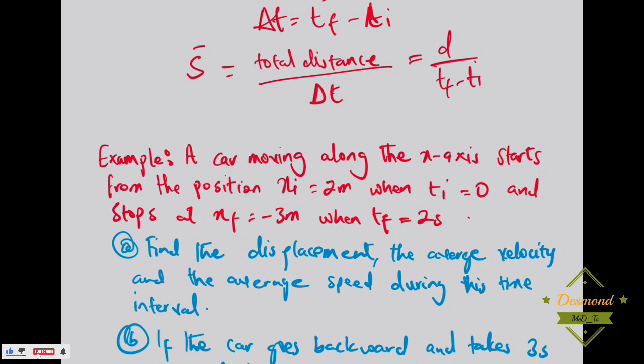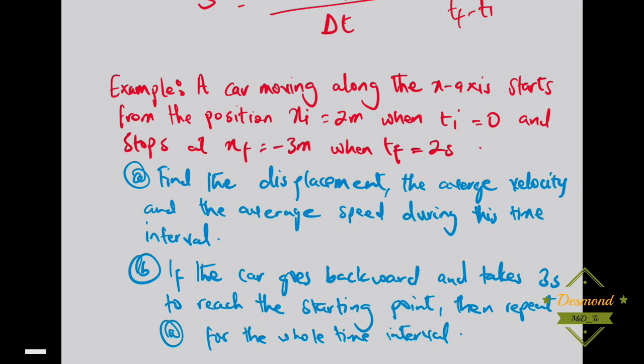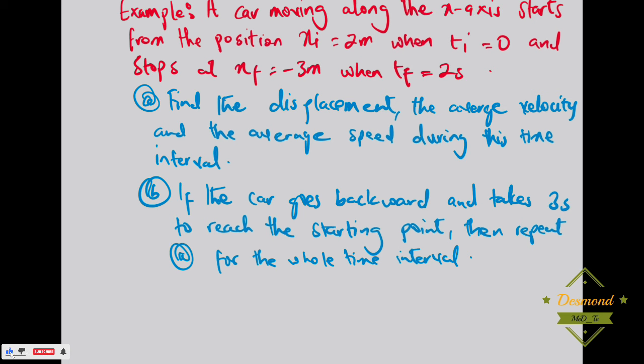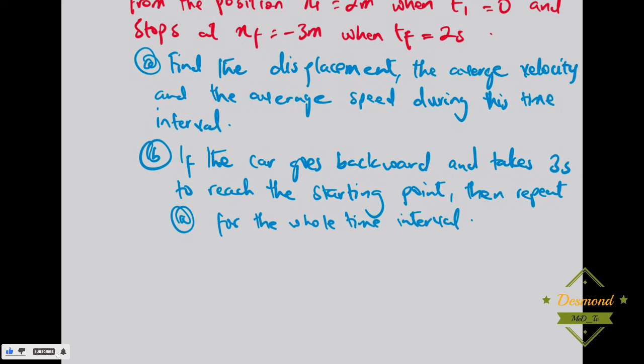Now let's take an example to understand what we just explained. We have a car moving along the x-axis. It starts from the initial position of 2 meters when the initial time is 0, and stops at the final destination of -3 meters when the final time is 2 seconds. We are going to find the displacement, the average velocity, and the average speed during this time interval. Part B says that if the car goes backward and takes 3 seconds to reach the starting point, we should repeat the questions in A: find the displacement, the average velocity, and the average speed. So let's start with our solution.